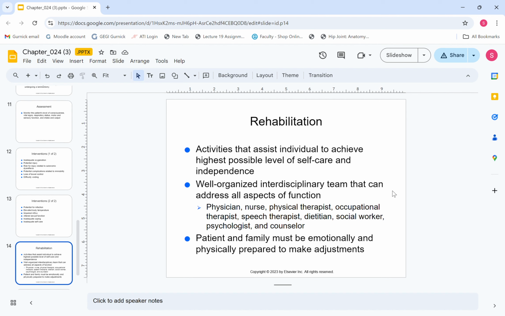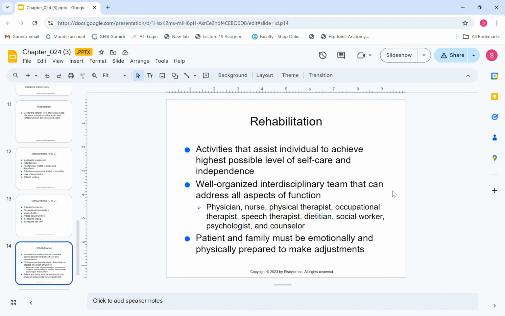A social worker might get insurance that will help pay for the hospital stay, pay for the speech therapist, pay for the physician, pay for a psychologist to help with maybe that ineffective coping that the patient might have, or a counselor as well.